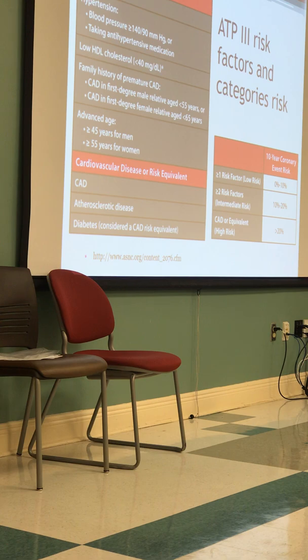ATP3 risk assessment. Cigarette smoking is at the #1 slot. Nicotine damages your blood vessels. Hypertension's there. High density lipoprotein less than 40 is a problem. Low density lipoprotein, usually greater than about 130, you don't want. Family history, advanced age. Again, we lose our cardio protection for women at 55. Men have a higher chance of dying from a heart attack before the age of 40. Women catch up to them by the age of 55.